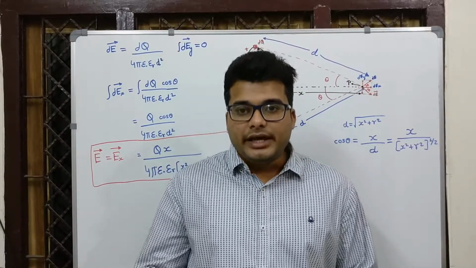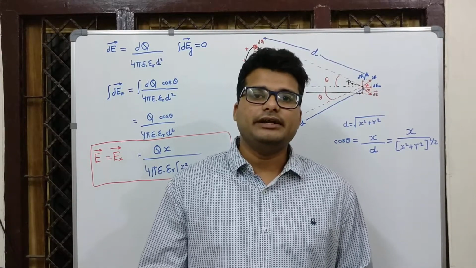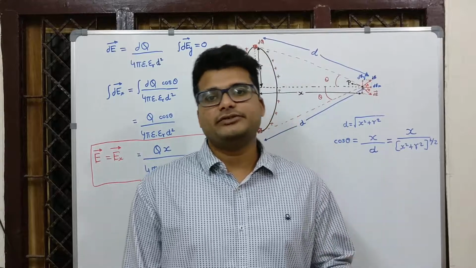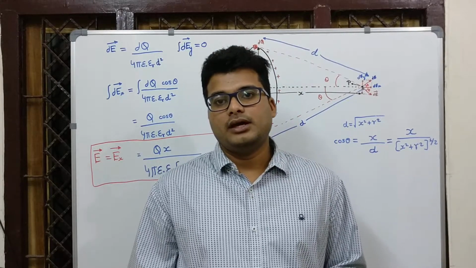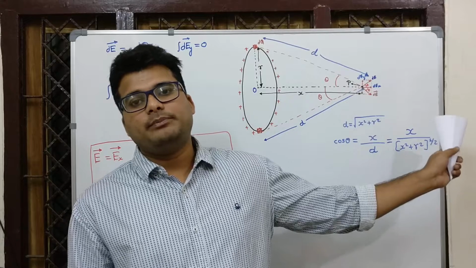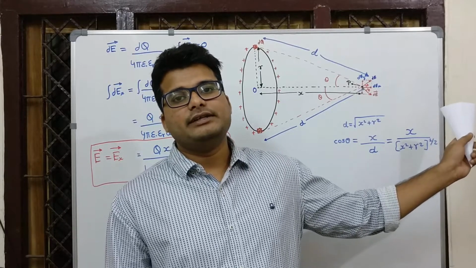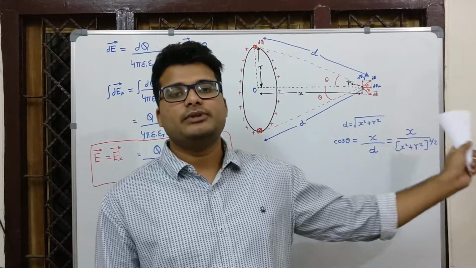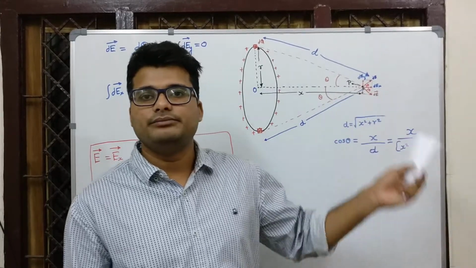Hello students, here we are trying to find out electric field intensity due to a uniformly charged ring. And what is point P? Point P, where we want to find out the electric field intensity, is at distance x from the center of the ring. You can see it in my background.